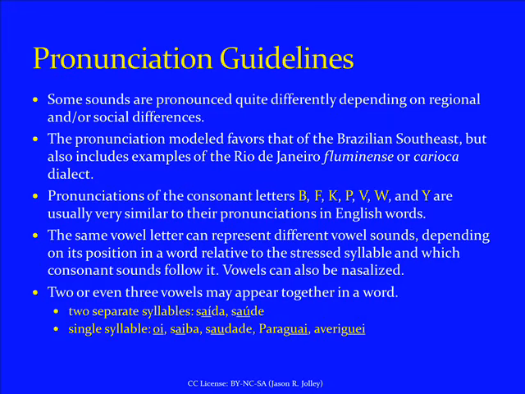And then finally, with regard to vowel letters, 2 or even 3 vowels might appear together in a word. Sometimes these adjacent vowels are pronounced separately as 2 separate syllables in, for example, the words saída or saúde, and other times they're pronounced as a single syllable, as a group. We call this a diphthong, or if there are 3 vowels, a triphthong. So examples might be words like oi, saiba, saudade, Paraguai, 3 vowels, averiguei, 3 vowels in 1 syllable.